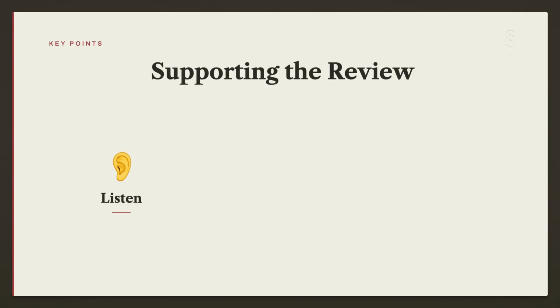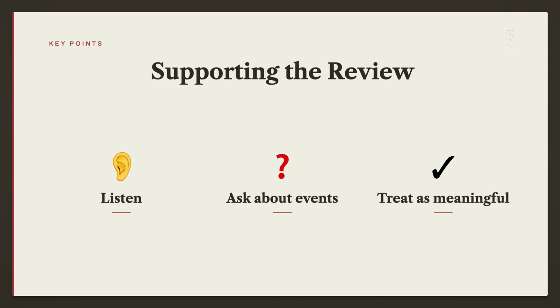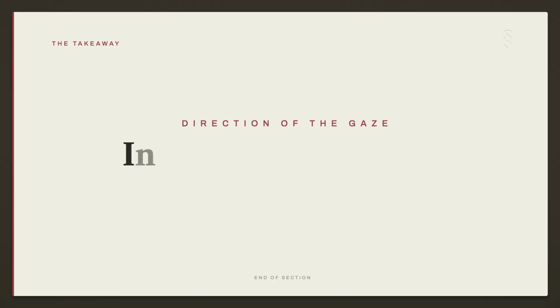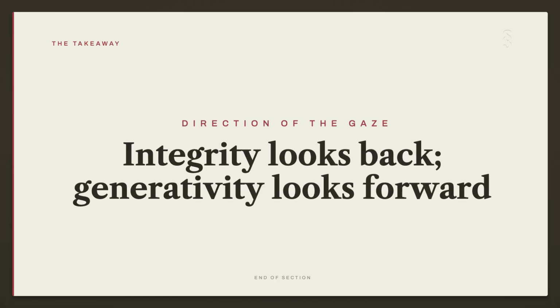The tested nuance is how to respond. Redirecting an older adult away from the past or treating storytelling as confusion works against the task. Instead, listening, asking about events, and treating narration as meaningful supports the work, whether the emotional tone points toward integrity or despair. Don't confuse this with generativity versus stagnation, which looks outward at mentoring and contribution in middle adulthood. Integrity looks backward at a completed life, and that difference in direction separates the two stages cleanly.